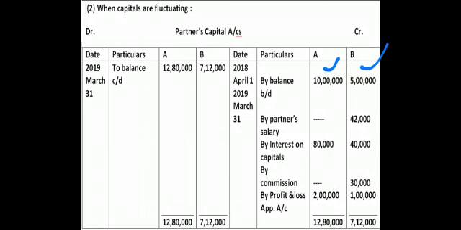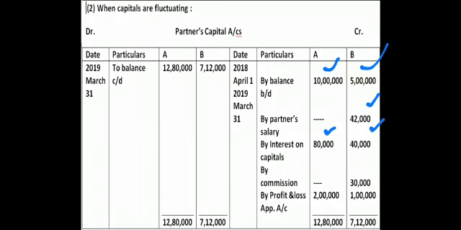Now, by partner's salary: you all know partner's salary was provided only to B, not to A. So that was only in B's account. We are making a simultaneous account of both the partners; that saves our time. So 42,000 is given to B. Then interest on capital was provided to both the partners: 80,000 to A, 40,000 to B.